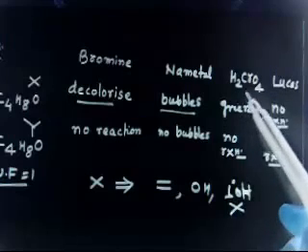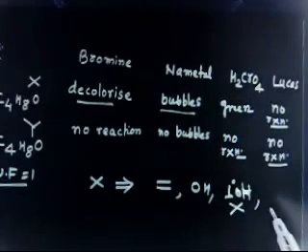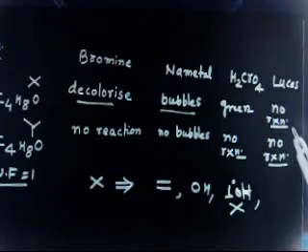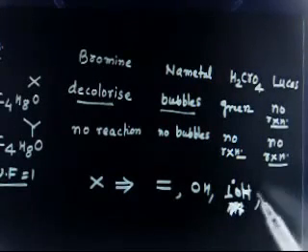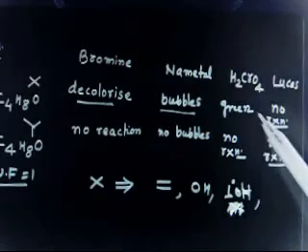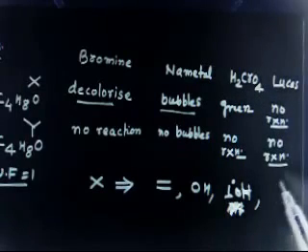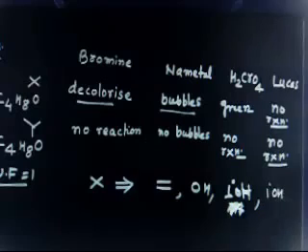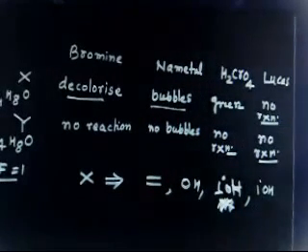Also the solution becomes green, so it must be an alcohol that does not give the Lucas test. This means it is a primary alcohol. The green color is oxidation by H2CrO4. This also suggests a primary alcohol, because tertiary alcohol cannot get oxidized, while primary alcohol can get oxidized.